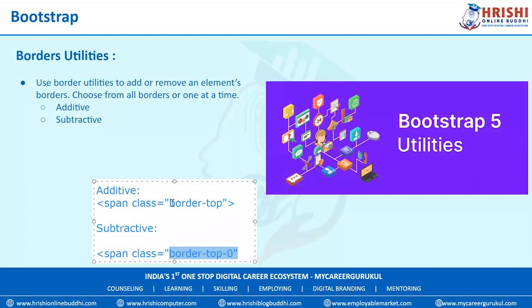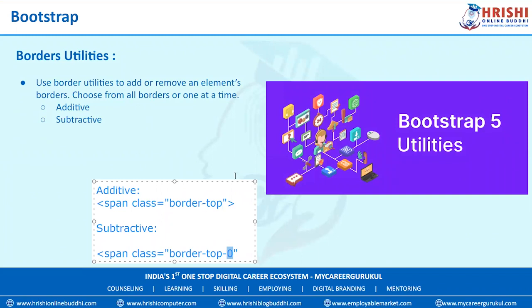In the additive you have to simply write border-top if you want to assign a border to any of the sides. For example, now I have written border-top, so it will assign a border to the top side. When we talk about subtractive, it will remove the border from the top. If you have written border-top-0, then it will remove the border from the top side. When we do the practical implementation, you will understand this better. So I hope you have understood both parts, additive and subtractive.